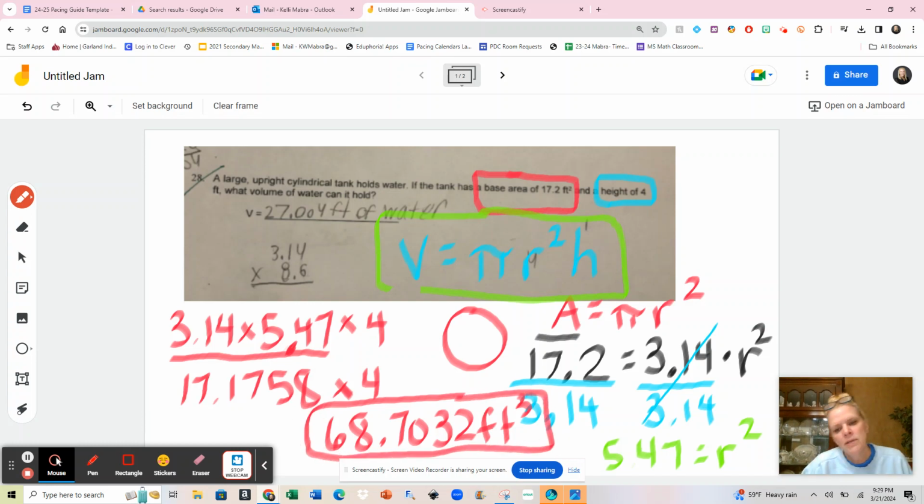All right, so this one is really a hard question because it's already giving you the area of the base. And so you have to think about, what does that base look like? And that base looks like a circle. So for that circle, you have to go back and find the radius for that part. So I hope that helped.